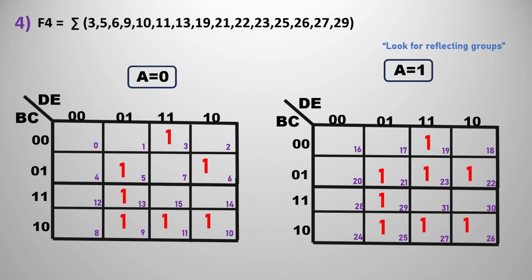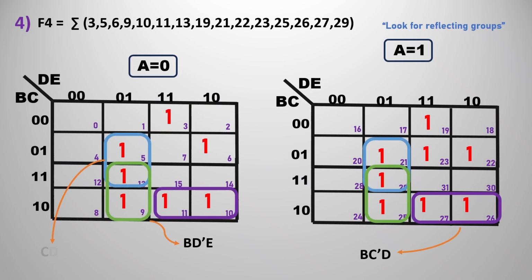So this is the last example. I hope you understood that. Let's clarify this last example so that you can boost yourself. After filling that in the K map, it will look like that. The first step is to look for reflecting groups. I am directly writing 3 reflecting groups at a time: the first group is highlighted in blue, the second is green, and the third is purple. The blue group is C D bar E, the second group is B D bar E, and the third, purple, is B C bar D.